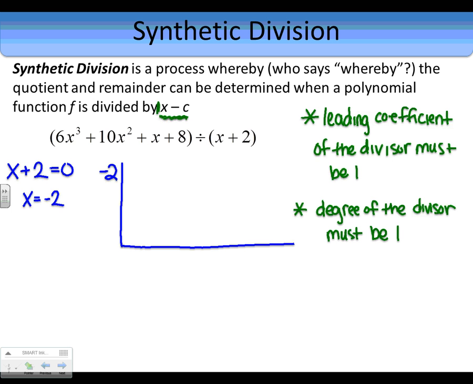And then we are going to use just the coefficients of the dividend. The dividend, remember, is the polynomial that we're dividing into. And this is our divisor. So we take that -2 from the divisor, so always the opposite, put that on the outside of this little half rectangle here. And then on the inside, I'm going to put just the coefficients of the dividend. So that would be 6, 10, 1, and 8.